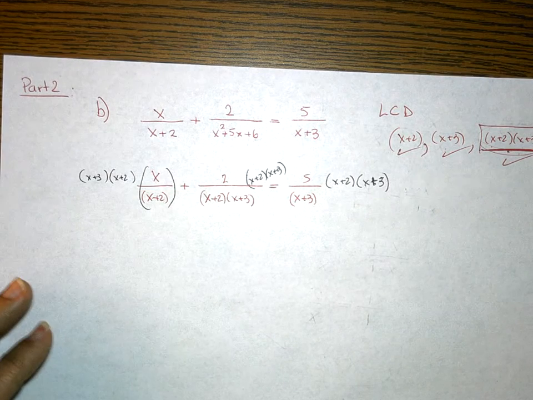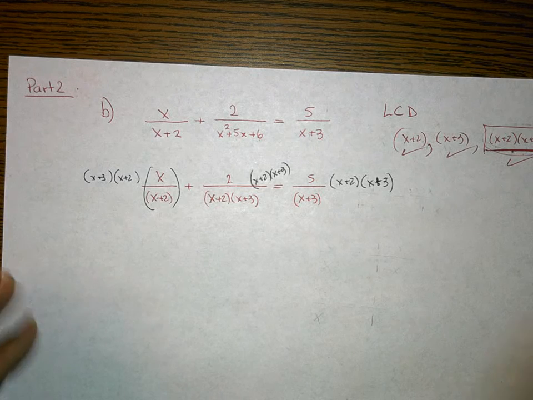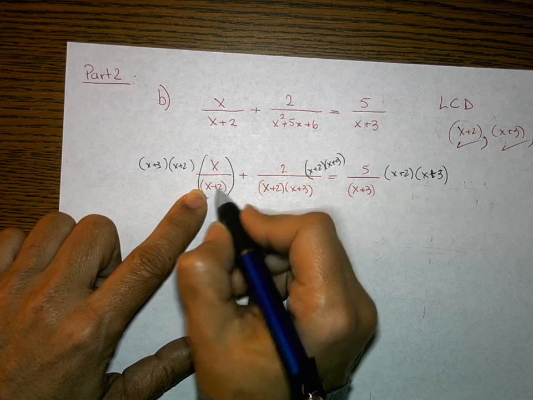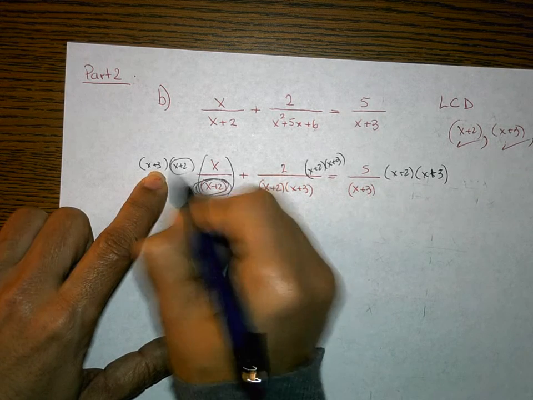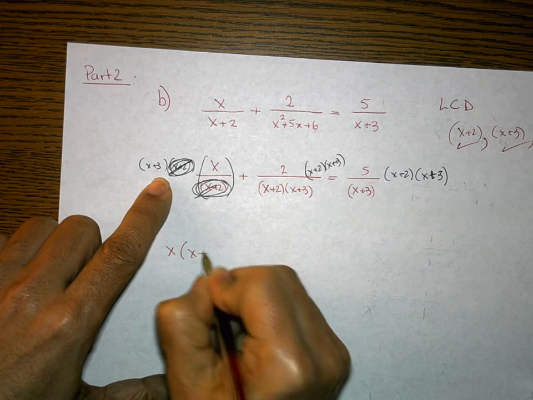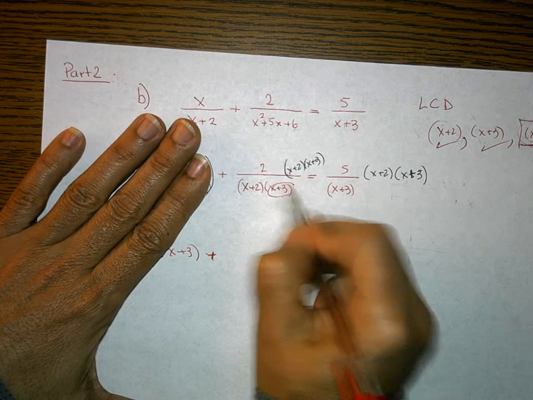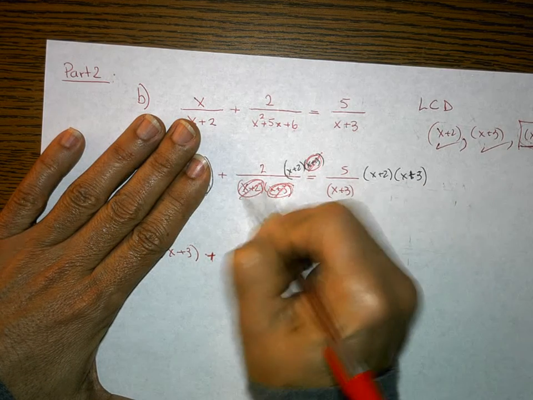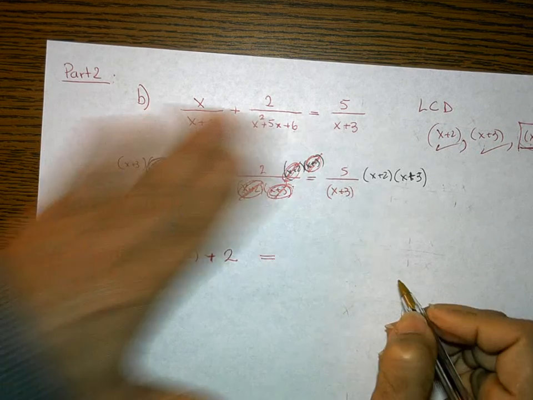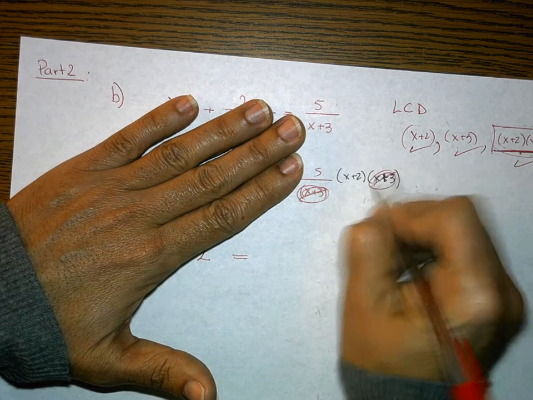Since I'm multiplying it, it's very similar to what we did with the complex fractions. We're trying to clear all the denominators. So I have an x + 2 right here, which reduces with this x + 2 right here. So now I just have an x times an x + 3. Plus, let's move on to the next case. I have the x + 3's that reduce and the x + 2 that reduces. We end up with just a 2. Equals, over here, the x + 3 reduces, and we end up with 5 times an x + 2.